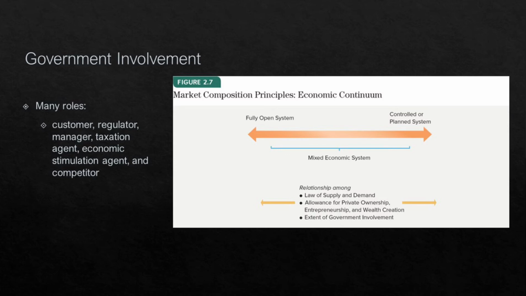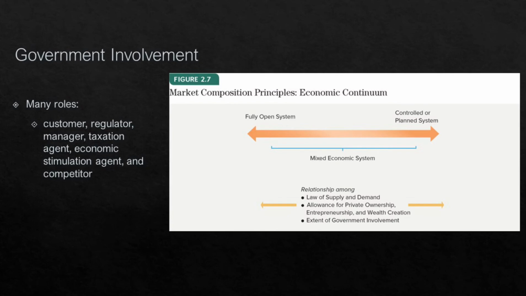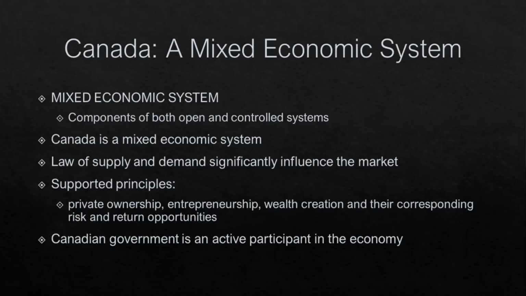The government puts in place grants, subsidies, and of course infrastructure development programs, gives attention to a specific industry, or has bailout programs that support companies. In some cases, the government can act as a competitor: when they provide services in direct competition with the private sector, they become a competitor. Here in Canada, the underlying economic system is a mixed system, so we have components of the open system and the controlled or planned system.